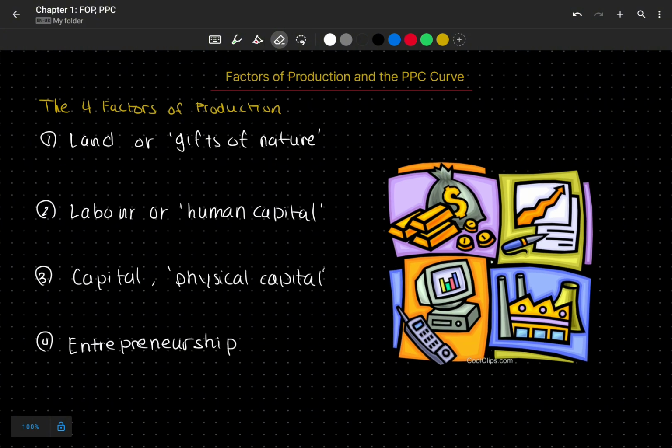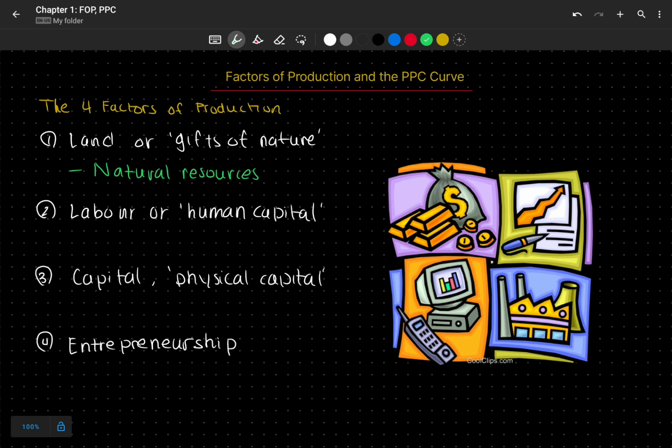So today we'll be discussing the factors of production and the PPC curve. A factor of production is like an input. It's a resource. It's the things that we need in order to produce the goods and services that we want. The factors of production are classified into 4 broad categories. The first category is land, or as IB likes to call them, the gifts of nature. Land is basically your natural resources. Examples include literal land, forests, oil that you find underground, minerals, rivers, lakes, etc.